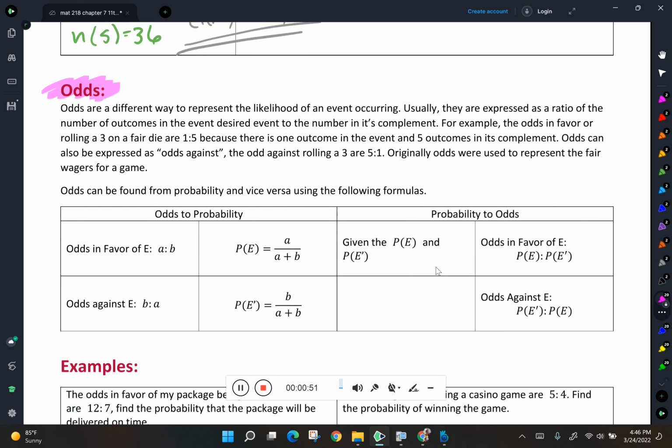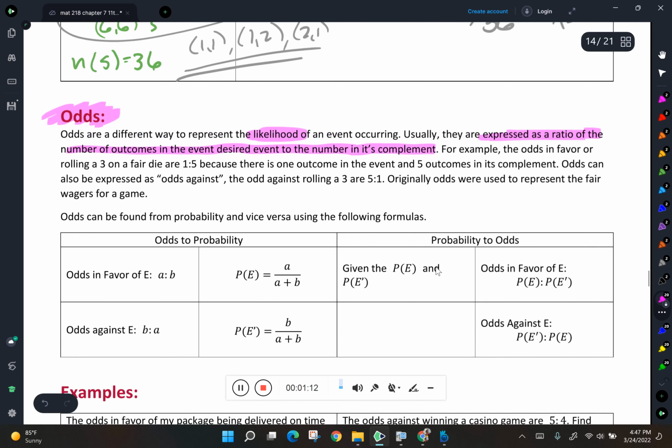Okay? So odds are a different way of representing the likelihood of an event. They measure likelihood or probability just in a different way. We usually express them as a ratio of the number of outcomes of the event desired to the number of outcomes in the complement of the event. Okay, so for example here, the odds in favor of rolling a 3 on a fair die are 1 to 5 because there is 1 outcome that you like and 5 that you don't.